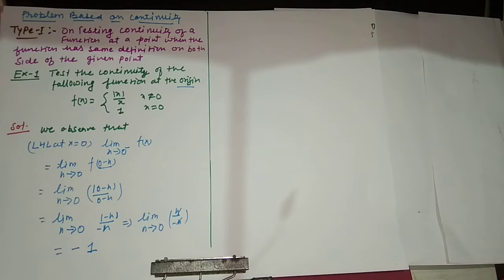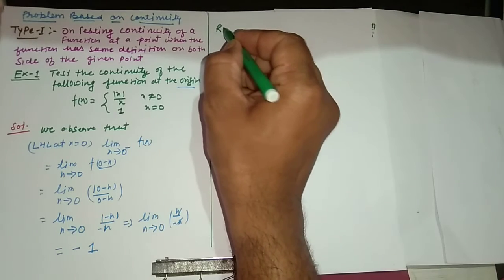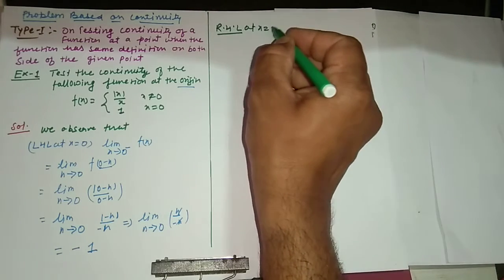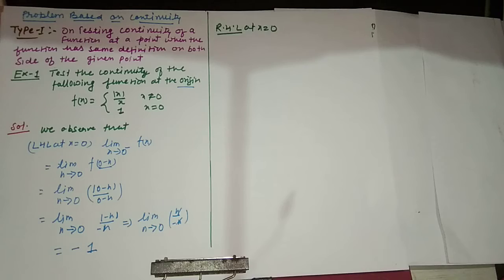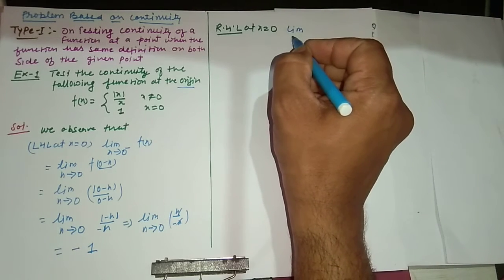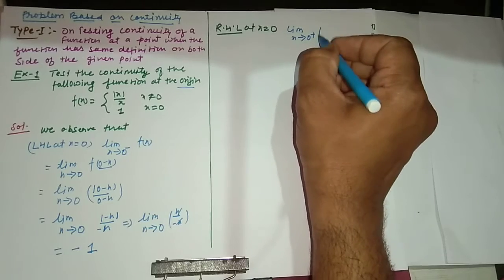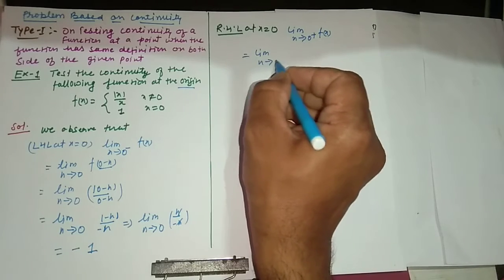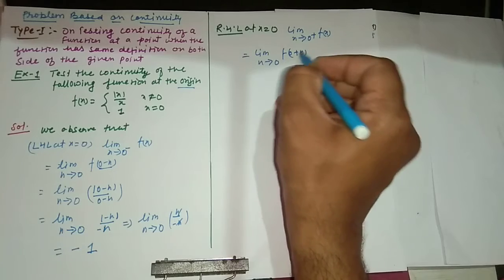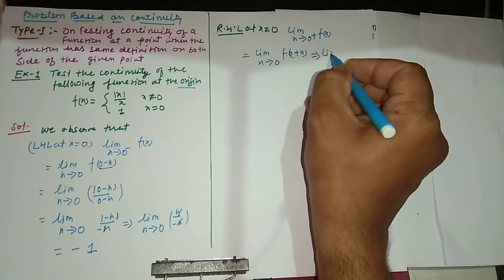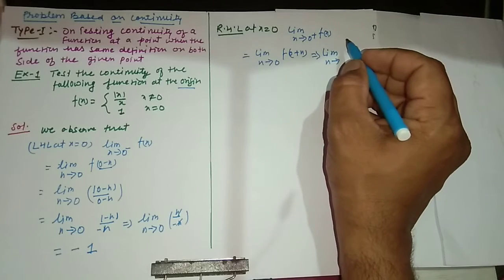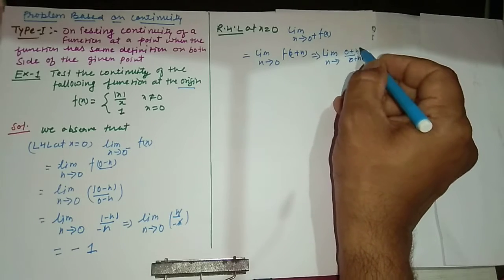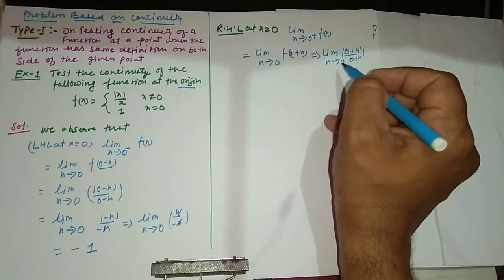Clear? Now the right hand limit, RHL. We observe that RHL at x is equal to 0. So similarly we can write it as limit x tends to 0 plus, 0 positive, f(x). Clear? Or it can be written as limit h tends to 0 of f(0 plus h). Further this can be written as limit h tends to 0, and the value we have given, what? Modulus of (0 plus h) upon (0 plus h). Clear?